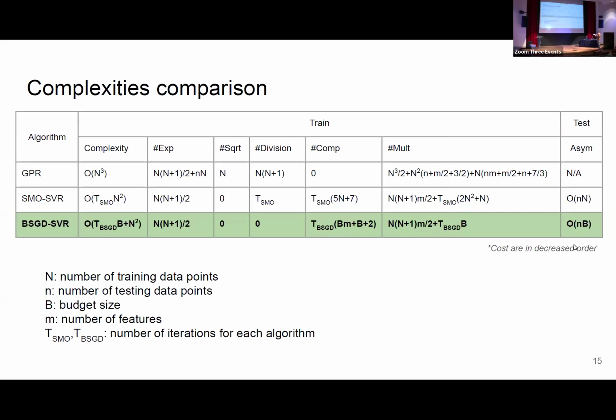And as a result, we have an algorithm that has the best complexity and also that has no square root computation and no division. Also the smaller number of multiplications. So it is very friendly in the MPC setting.